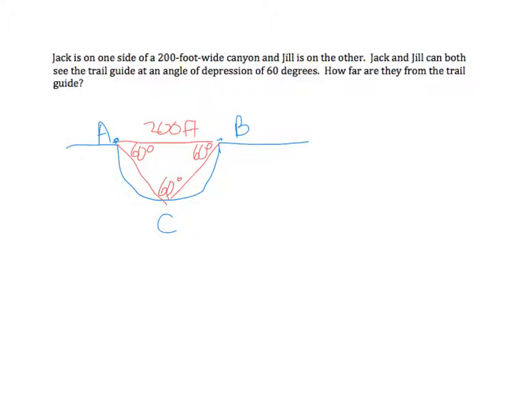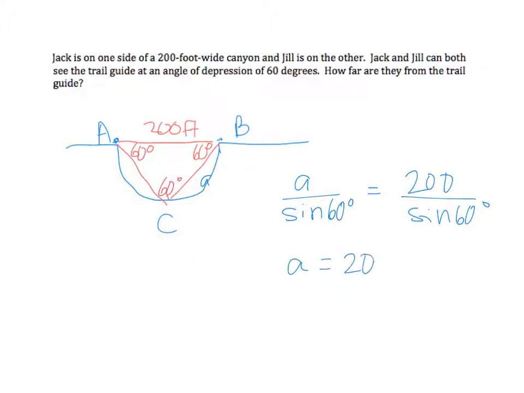200. But if we actually do it just quickly to see how it's going to go, say we're finding A, we'd go A over sine A, which is 60, equals C, which is 200, over sine C, which is also 60, and we'd end up with 200. Yeah. Kind of a silly question.